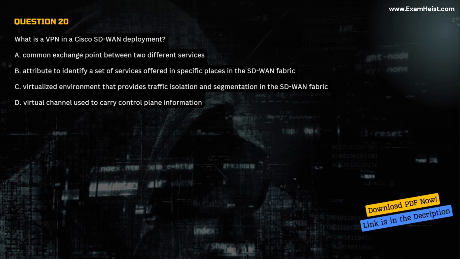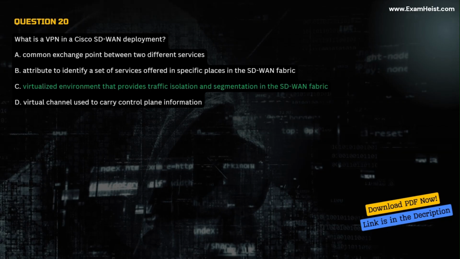Question 20. What is a VPN in a Cisco SD-WAN deployment? A. Common exchange point between two different services. B. Attribute to identify a set of services offered in specific places in the SD-WAN fabric. C. Virtualized environment that provides traffic isolation and segmentation in the SD-WAN fabric. D. Virtual channel used to carry control plane information.